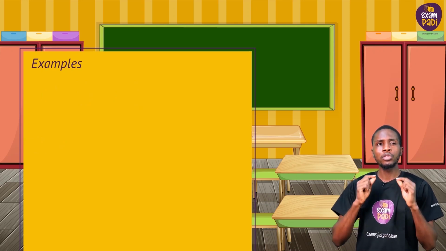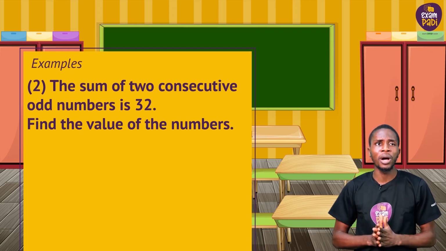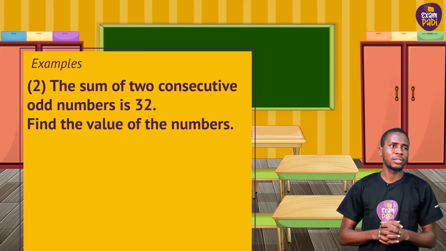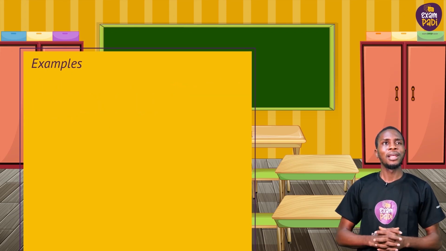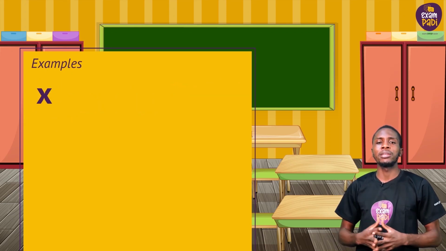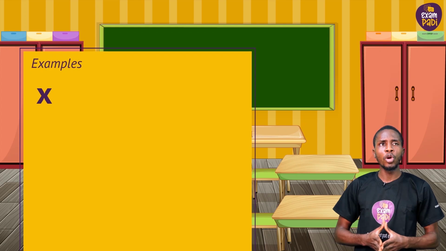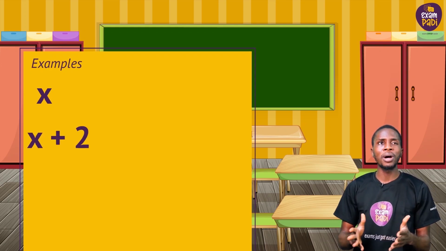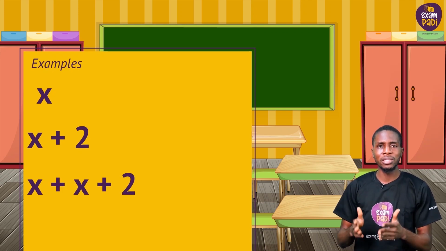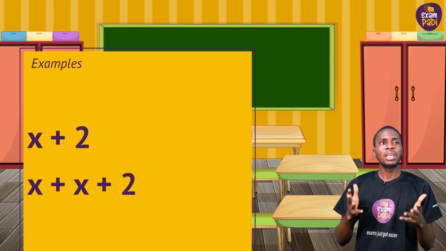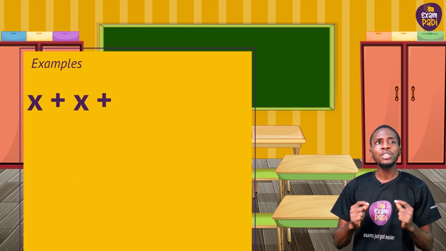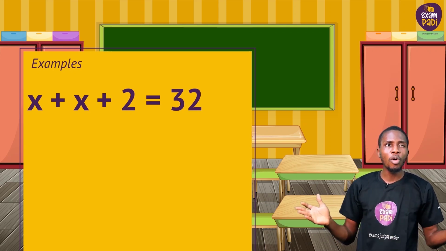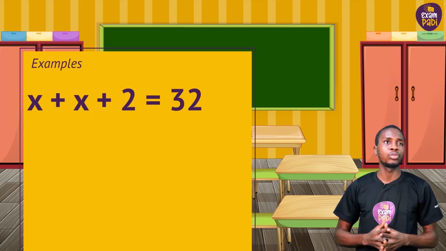2. The sum of two consecutive odd numbers is 32. Find the value of the numbers. Solution. Let the smaller odd number be x. The next odd number equals x plus 2. The sum of the two odd numbers is x plus (x plus 2). Given condition states that the sum equals 32. That is, the sum of the two odd numbers equals 32.